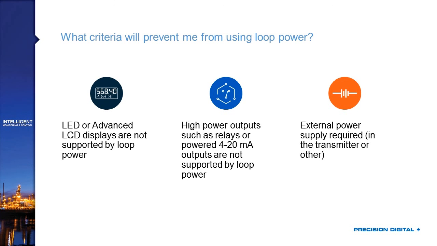So what are the criteria that might have prevented someone from using loop power? Where not only is loop power maybe not your best choice, but where you simply can't find a loop-powered solution to meet your need. Well, if the specification for the plant or the project requires an LED or some kind of advanced full-color cell phone-like display, you're not going to find that in a loop-powered device. It's just that the power demands on that kind of display are too great to be supported.